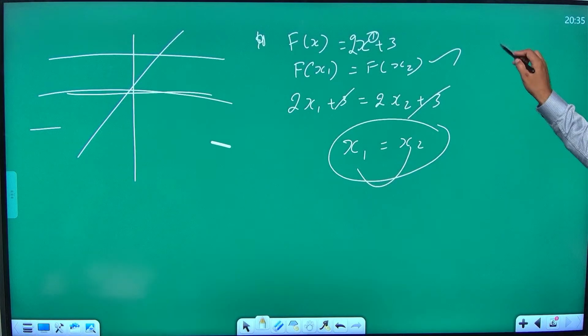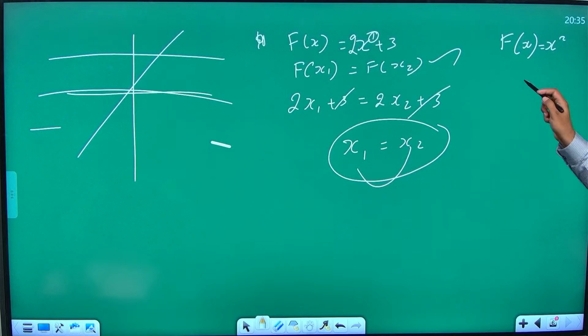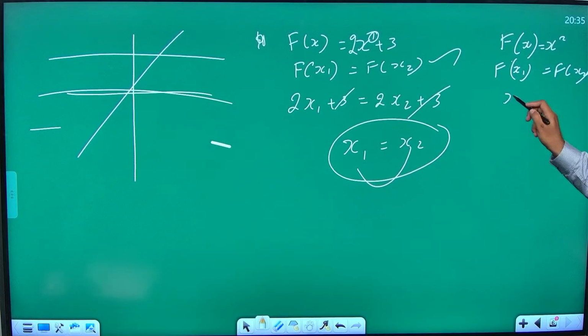Sir, when I have f of x is equal to x square, I can't do like this. Yes, of course you can. How will this end? f of x1 is equal to f of x2, so it will result in x1 square is equal to x2 square.